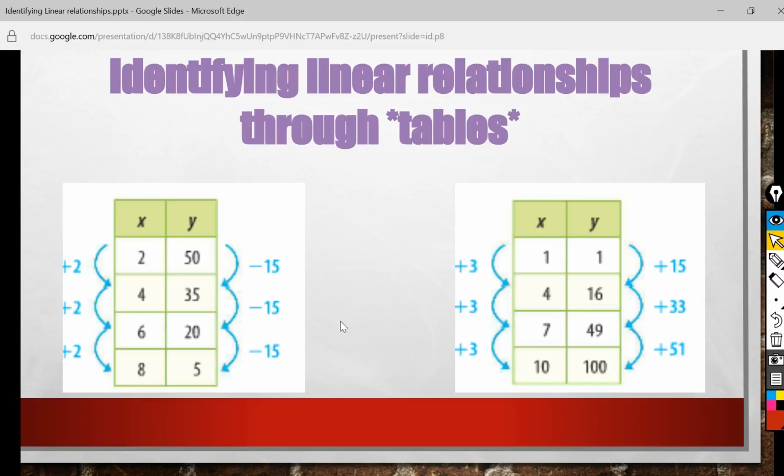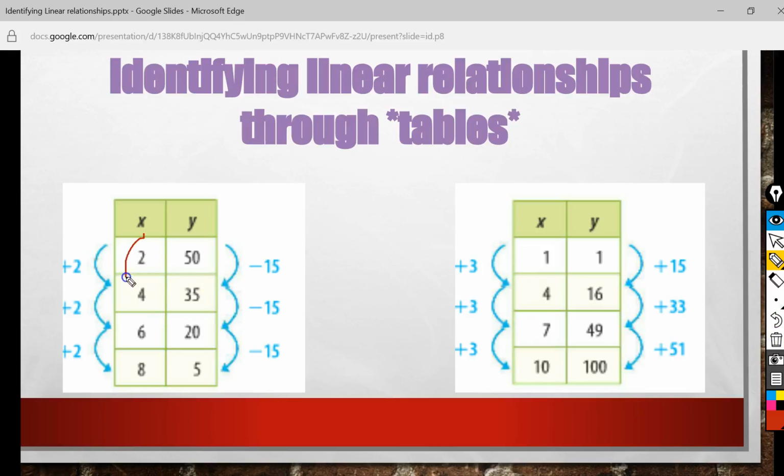So we've got two tables here. A question it might give you on your test is whether or not these are linear relationships. Well, let's look at this one first. How you go about solving this is you have to look at your column of x's and then your y's. We're looking at how much they're changing as you go from one row to the next. So like this is an ordered pair. This is a row. Okay? This is a row.